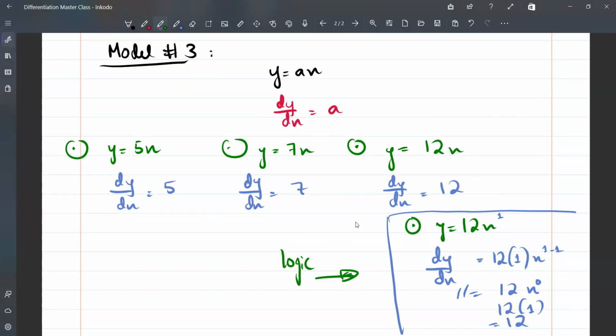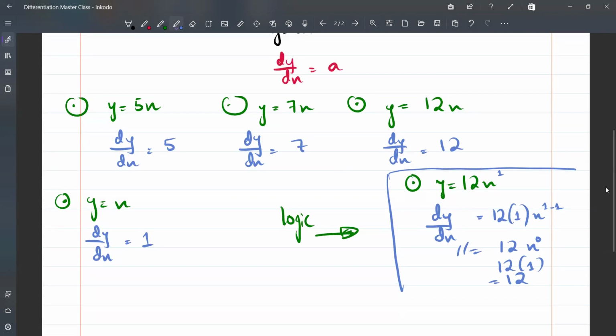So whenever you encounter only x, that would be 1. Let's say we have y is equal to x. You can just simply write dy over dx would be 1. All right. So this is the logic behind it.